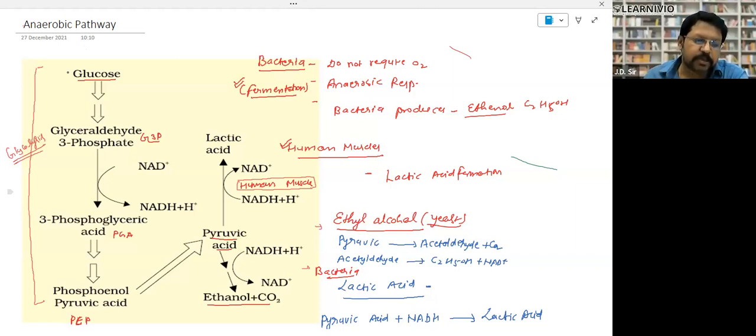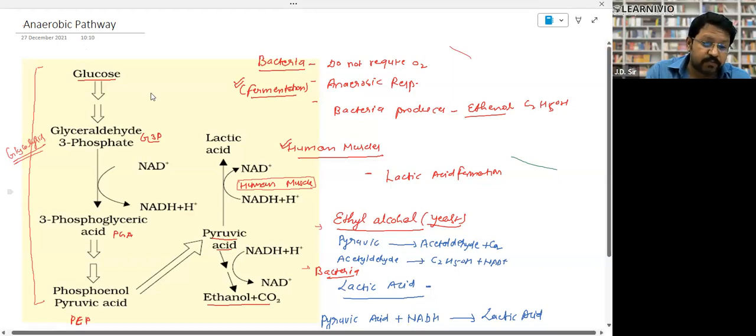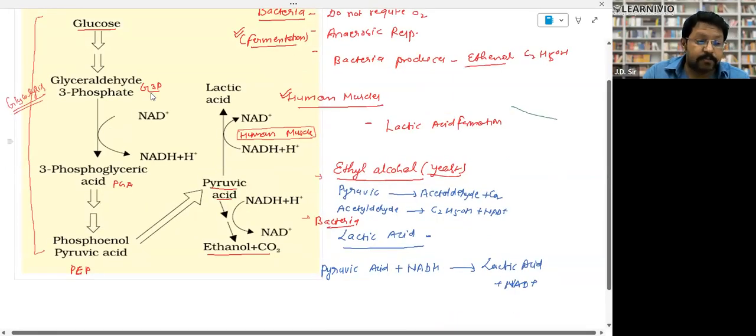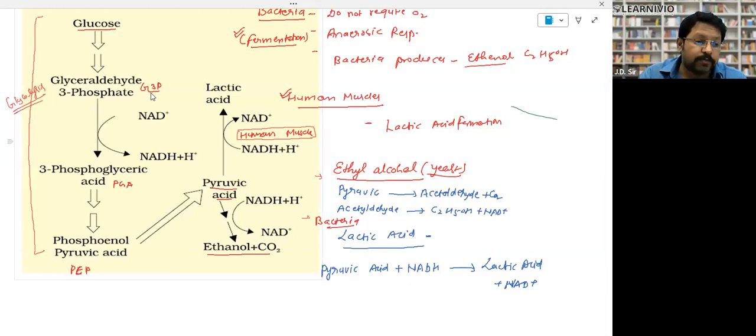Now you can see there are two arrows. One arrow goes upward and another goes downward. Anaerobic respiration takes place in two ways. Whenever anaerobic respiration takes place with the help of bacteria or fungi, it is called fermentation. In this process, the end product, or byproduct, will be ethyl alcohol. So ethyl alcohol formation takes place, and we use it for fermentation.